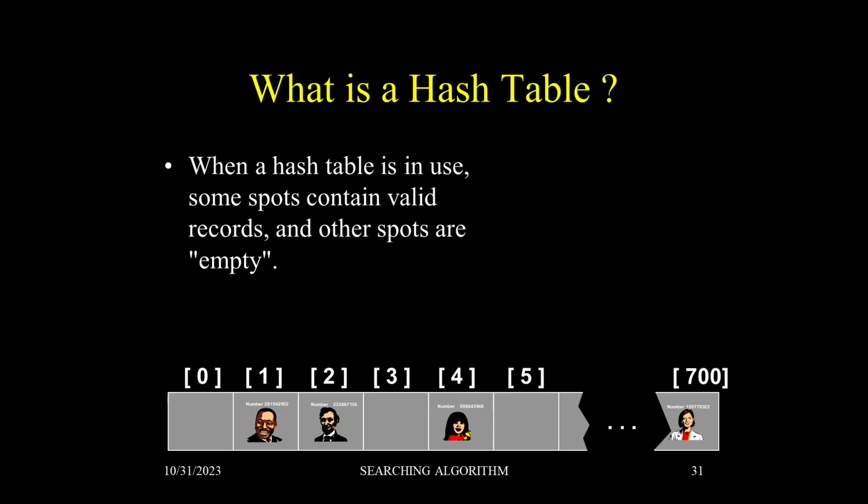When a hash table is in use, some spots contain valid records and other spots are empty. So you see A of 0 has no record, and A of 3 has no record, and A of 1, A of 2, A of 4 contain valid records, right?